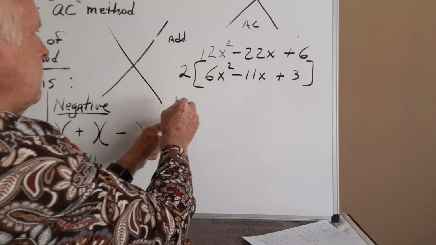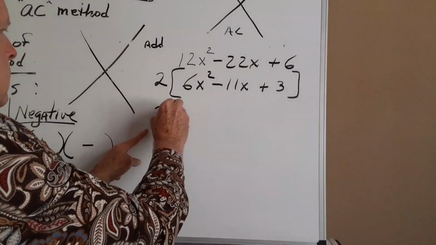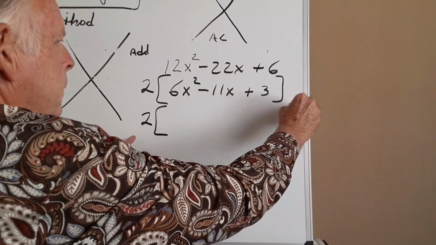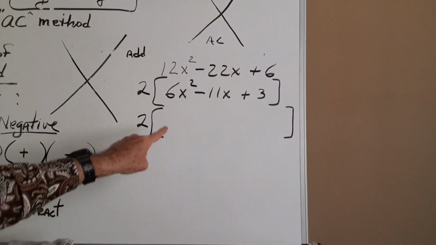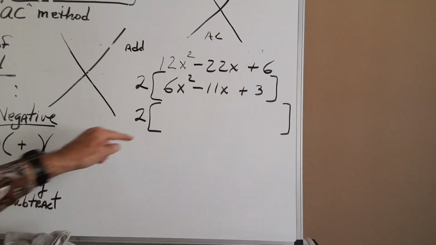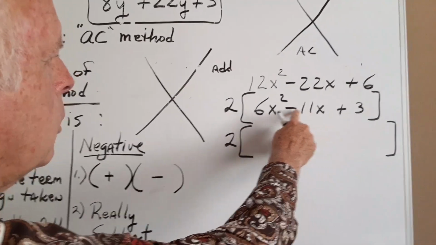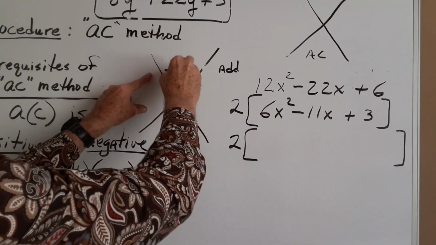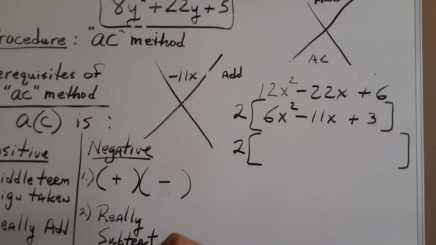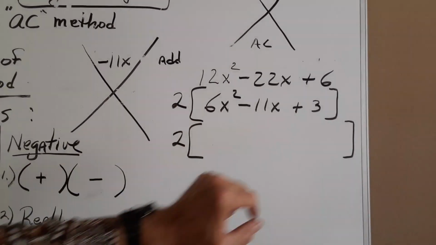So we can kind of get it ready. I'm going to bring down the 2, and I'm going to make the bracket and open it up just a little bit, because in a moment we're going to have 4 terms in here. Let's go to our AC. Middle term.